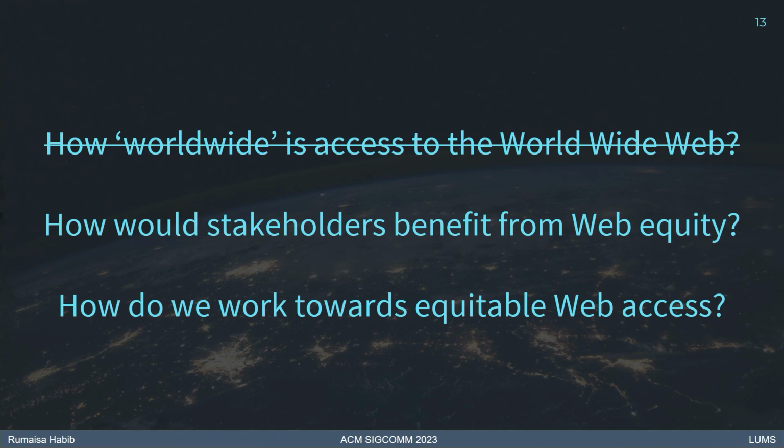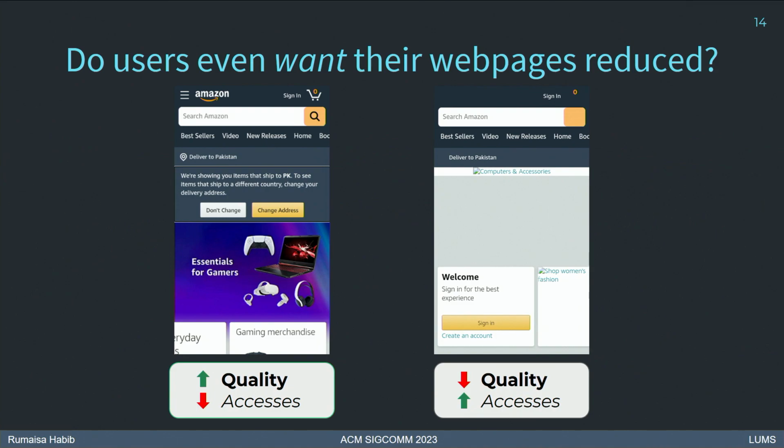How would stakeholders benefit if we solved it? Let's first talk about the most obvious stakeholder, the users. Do they even want their web pages reduced? Because there exists this tussle between quality and number of accesses. If you want more accesses, you're going to have to be served a reduced, lower quality web page.